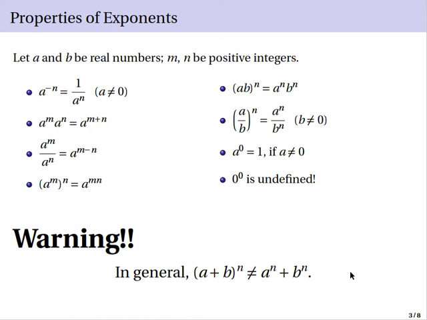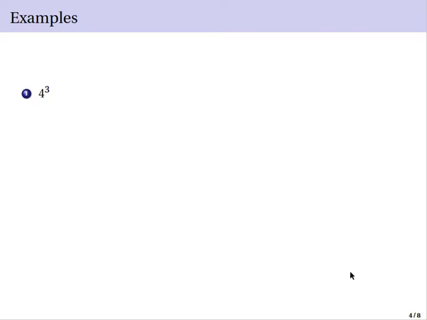So let us consider these examples. First, you have 4 cubed. And 4 cubed, by definition, is just 4 times 4 times 4. So if you multiply them, you will get 64.